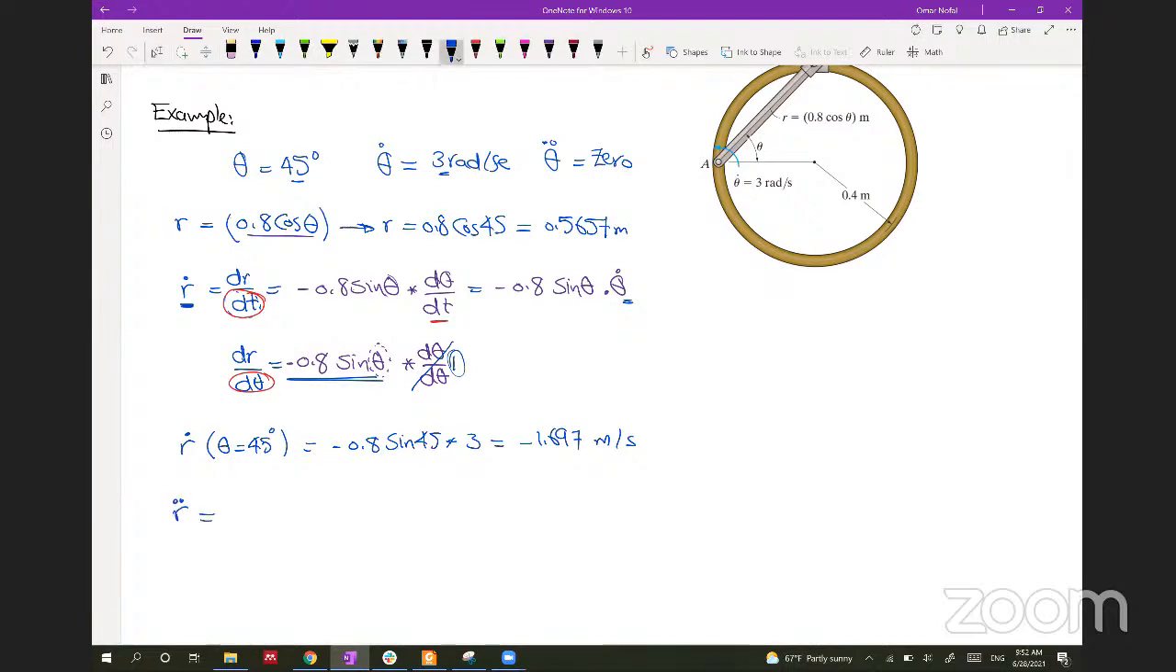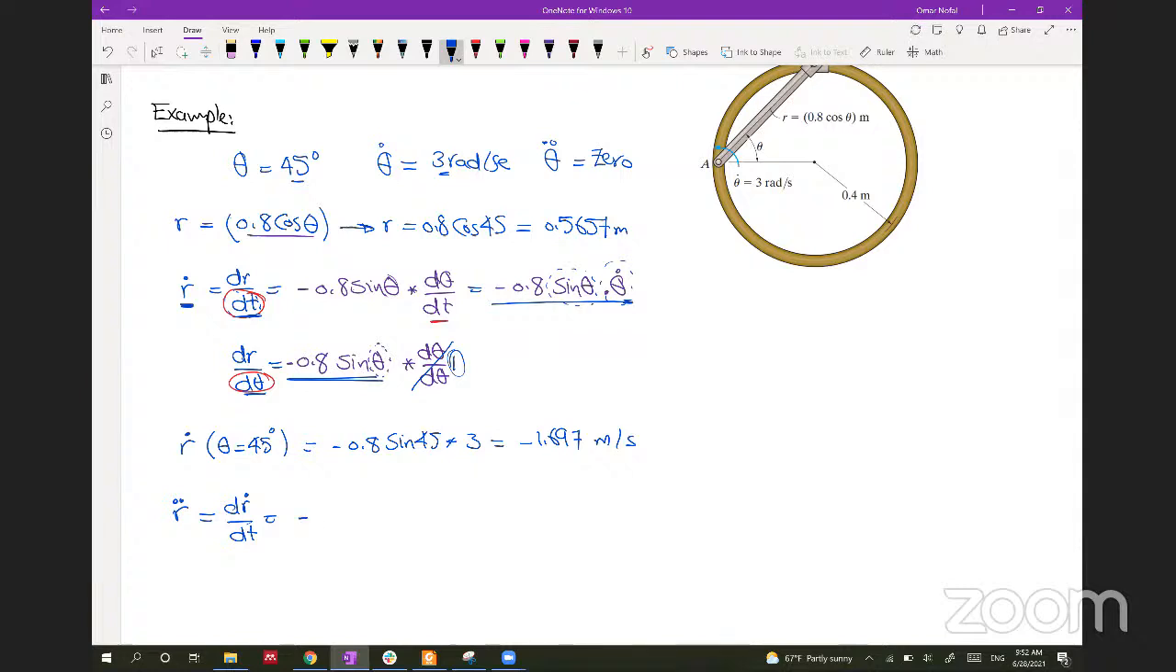So for the r double dot, we will have to differentiate this term one more time with respect to t, not theta. So we'll differentiate with respect to t. So it will be dr dot dt. And this has two terms. It has sine theta and theta dot. So we will differentiate both of them.